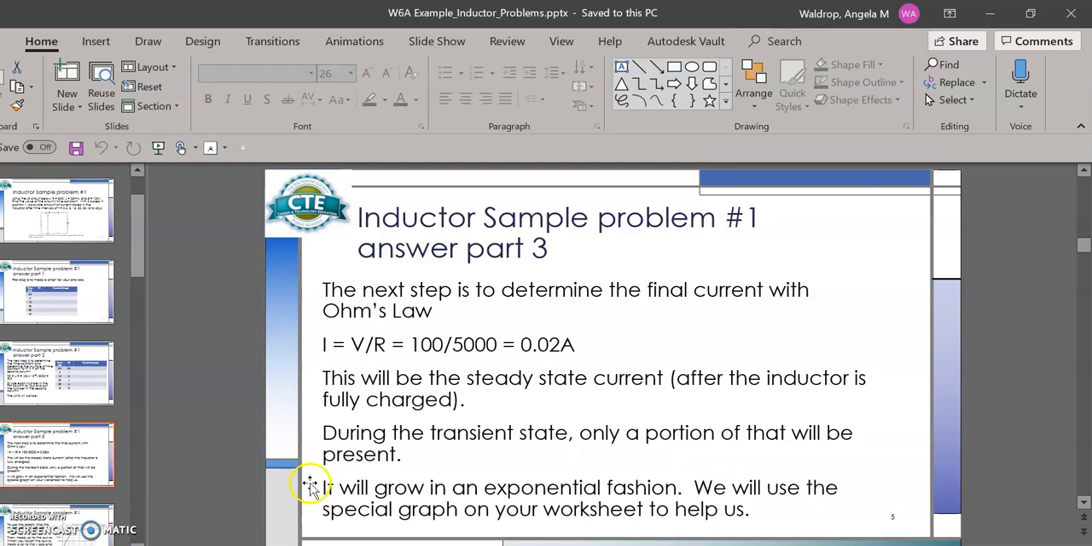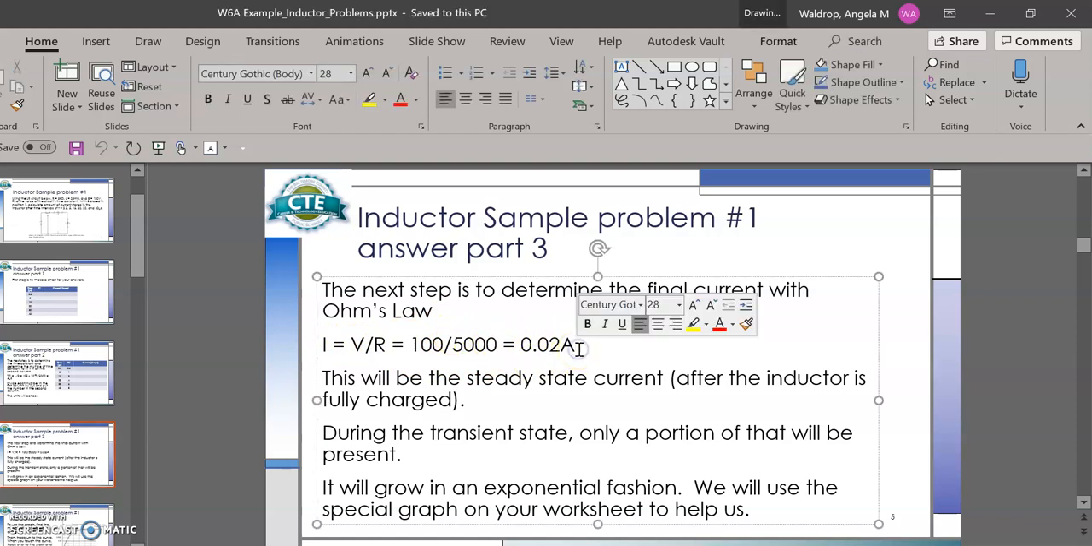Now we have to figure out the final current for the circuit. For the final current, we're going to use Ohm's law, V equals IR, but we have to reformat it as I equals V over R. There's the voltage, there's the resistance, and we end up getting a final current. When our current is fully stored in the inductor, we should get a final current of 0.02. That's called the steady state current after the inductor is charged. Steady state means it's steady, it's not changing.